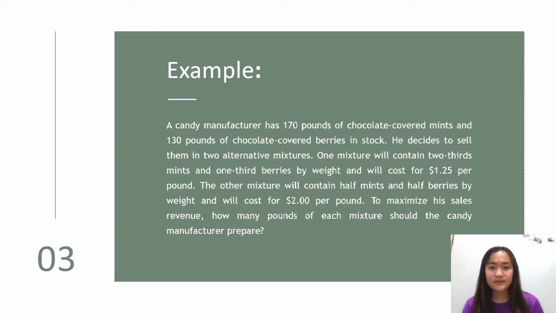So the example is about a candy manufacturer who has 170 puffs of chocolate covered mints and 130 puffs of chocolate covered berries in stock. He decided to sell them in two alternative mixtures. One mixture will contain 2/3 mint and 1/3 berry by weight and will cost $1.25 per pound. The other mixture will contain half mint and half berry by weight and will cost $2 per pound. To maximize his sales revenue, how many puffs of each mixture should the candy manufacturer prepare?